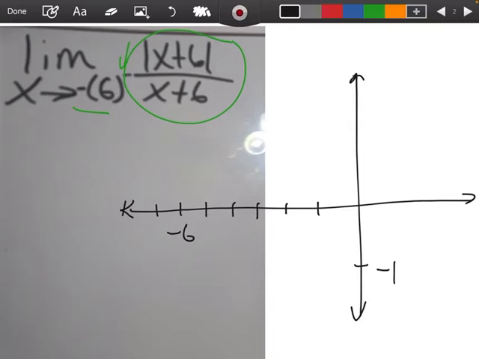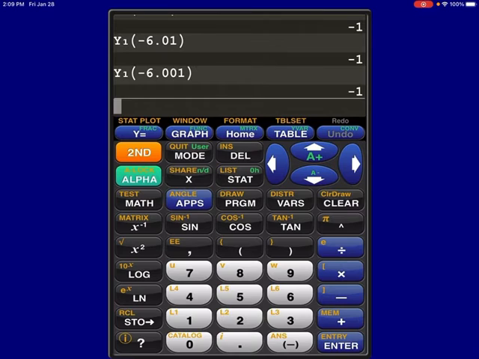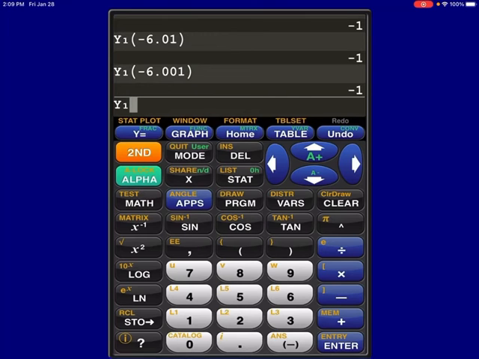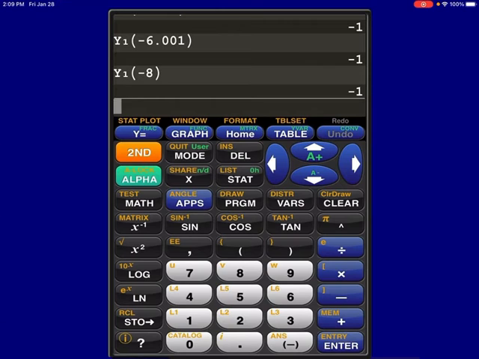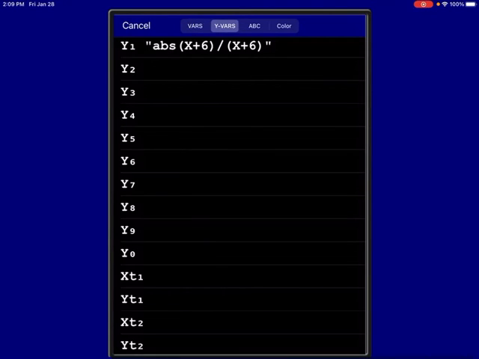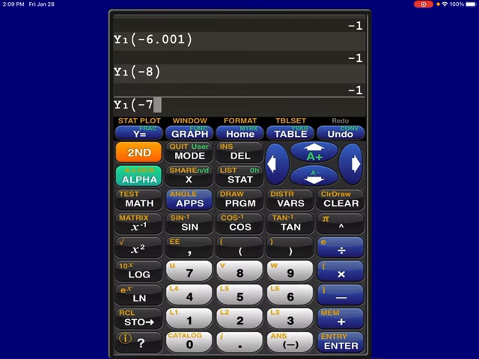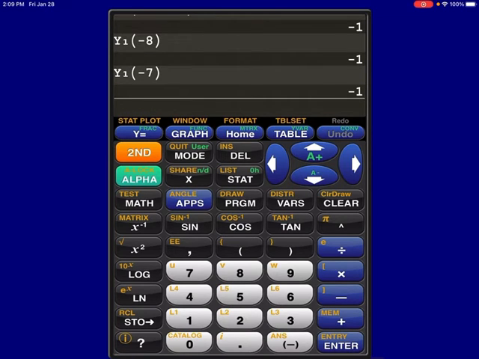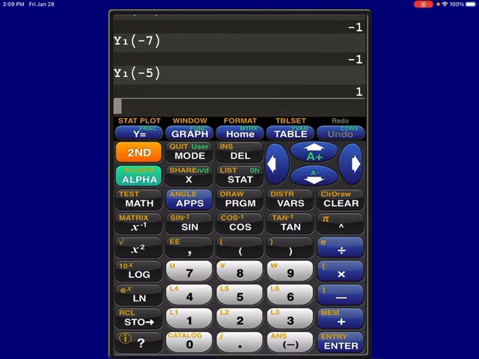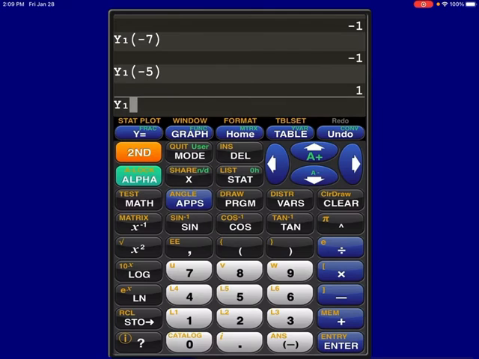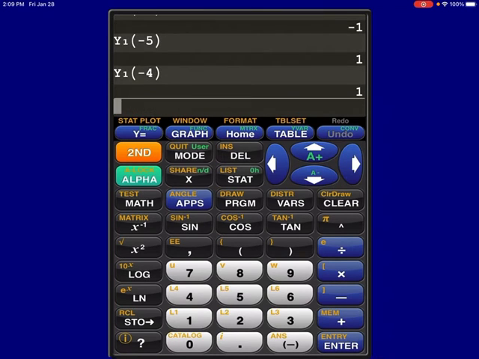So we could do something like, let's come back to the same function. So y vars. Let's evaluate it at, say, -8. Okay. Hey, still coming up with -1. And I'm going to try this one more time. Let's evaluate this at -7. Okay, still coming up with -1. All right, so now let's take values on the other side of -6. So let's evaluate this at, say, -5. Hey, look, we're coming up with 1. And let's evaluate this at, say, -4. And we're also coming up with 1.